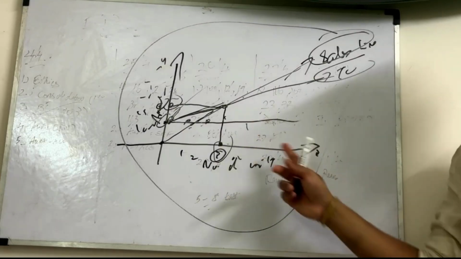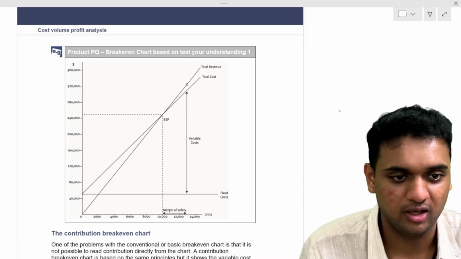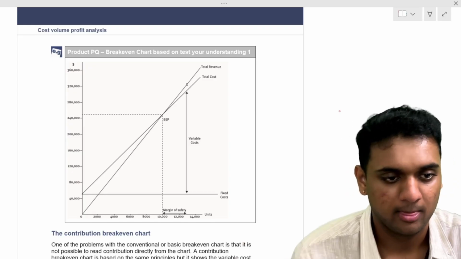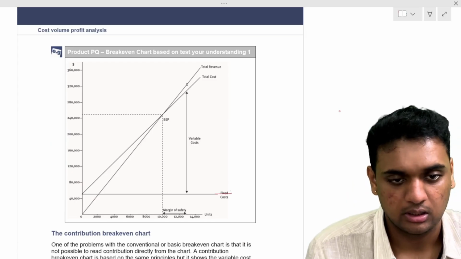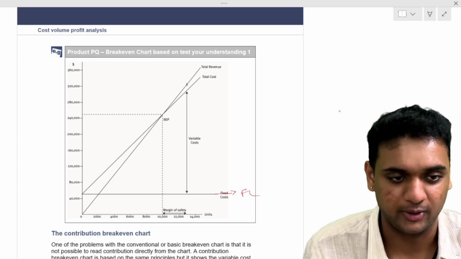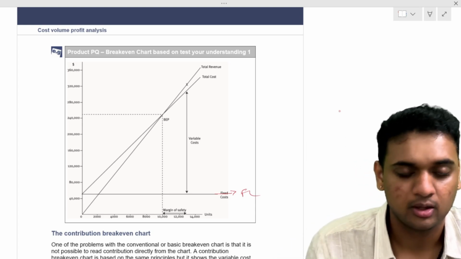Please take 2 minutes and discuss this graph once. In this graph, we can't see what they have written. Ignore that. We will find out what is the line that is parallel to the x-axis. That is your fixed cost. It will remain the same irrespective of how many units you produce. As units keep on increasing, our cost is remaining the same.